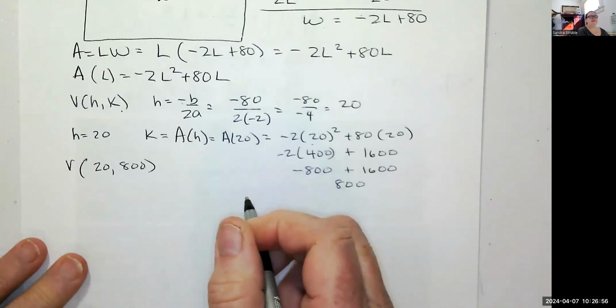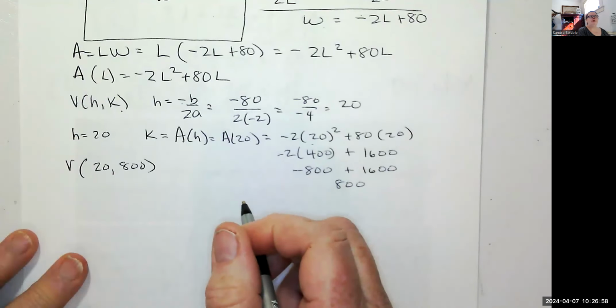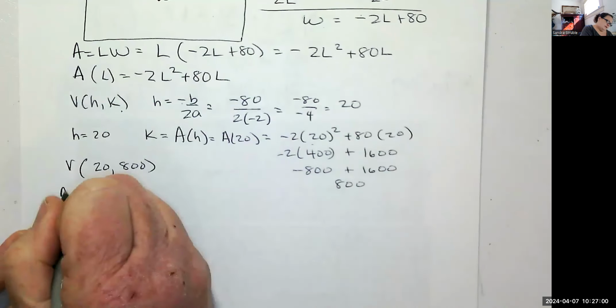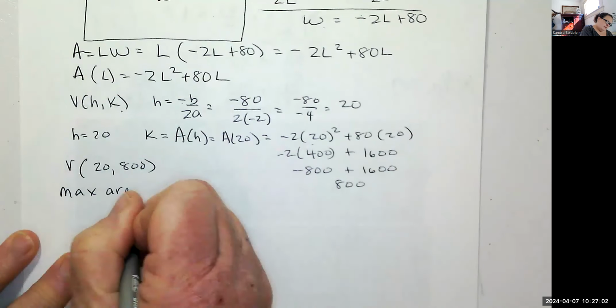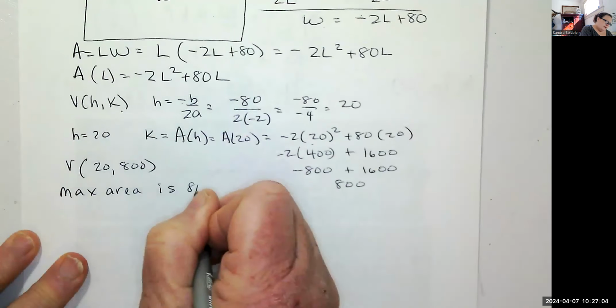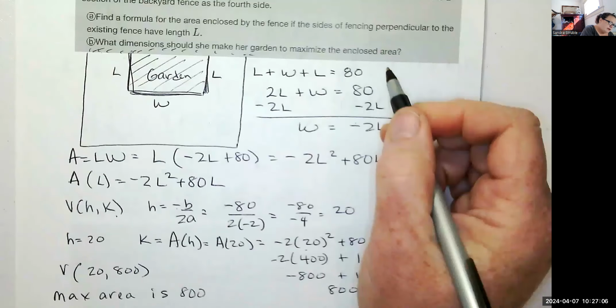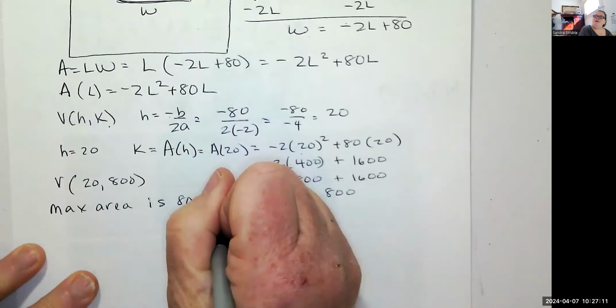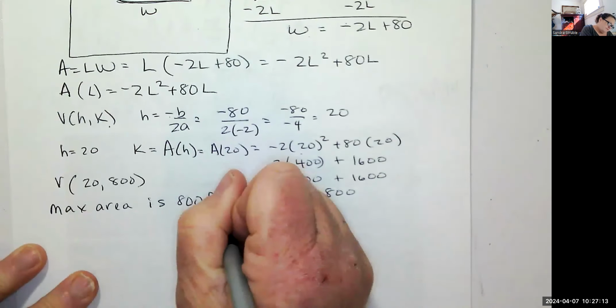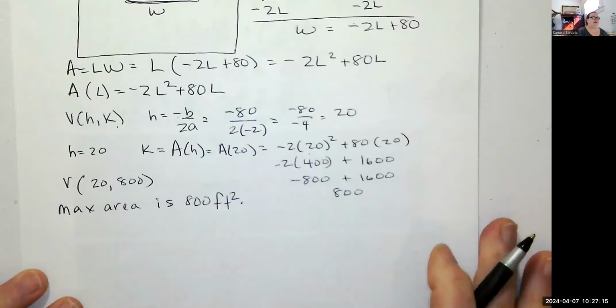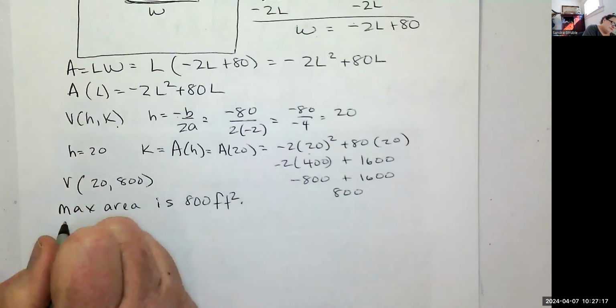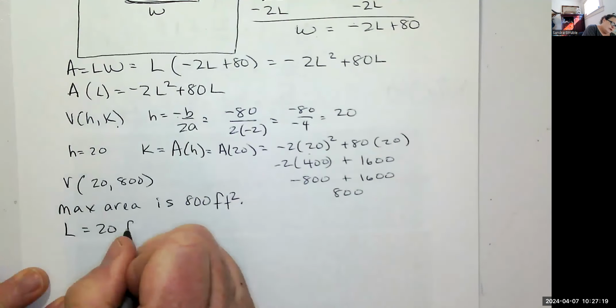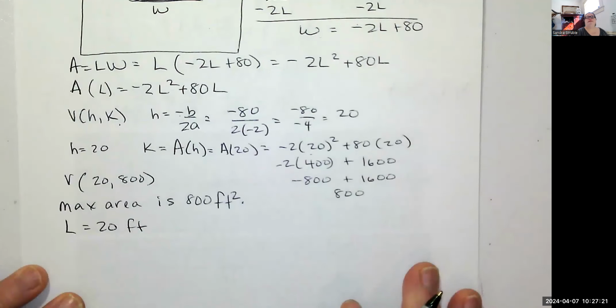All right. Well, what does that mean? That means the max area we're going to have is 800, and it's feet. What are we doing by feet? Yeah, so it's square feet. The area is always measured in squares, so feet squared. And then the length is going to be 20 feet.